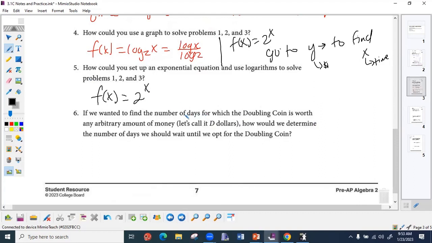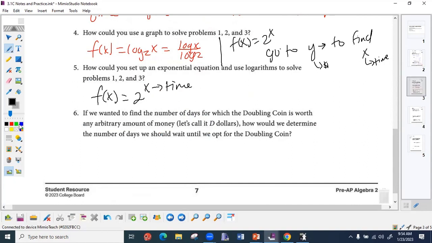From the exponential, what was our given? What were we plugging in? In this case, x was our time. So with the exponential, x was our given time, right? In 10 days, how much would I have? In 12 days, how much would I have, right?